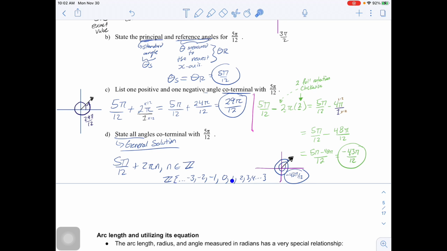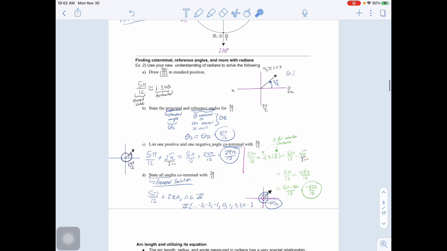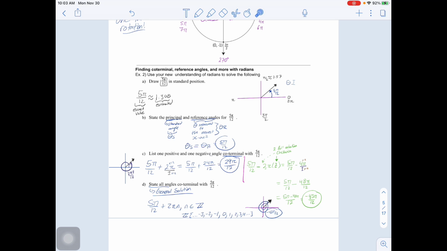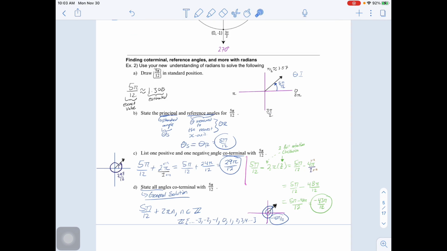So this would be like 1 full rotation, 2 full rotations, 3 full rotations, and this is all going counterclockwise. And when you make it negative, you're going clockwise. So hopefully you're seeing how to work with radians a little bit better.